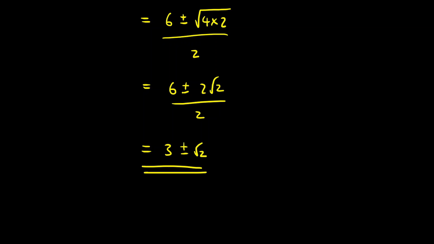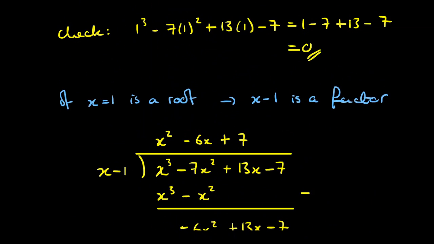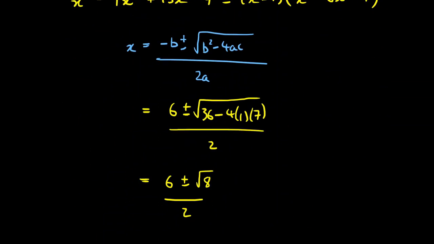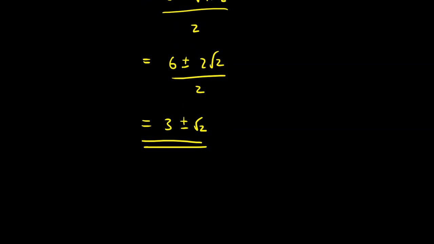And that should be my answer because I am looking for solutions in the form a plus or minus root b, where a and b are integers, right? So my integers there, a is equal to 3 and b is equal to 2. Okay, and that should be my answer.